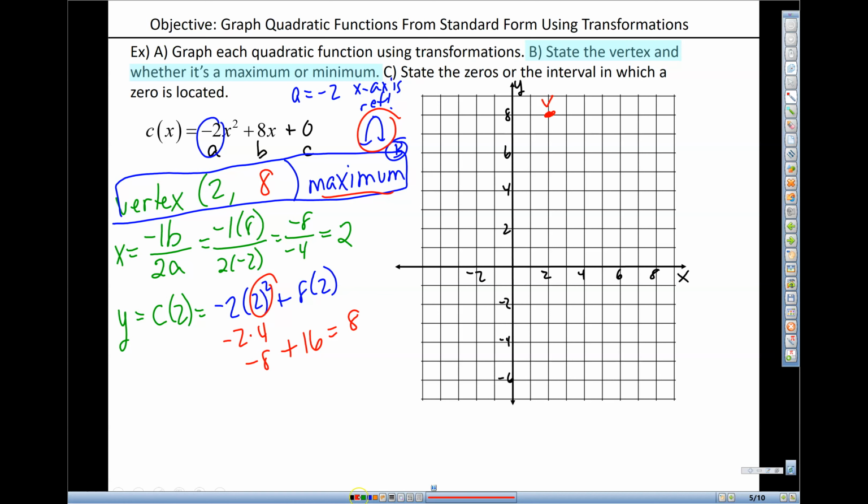So now I have to figure out what else A tells me. So I know I have this x-axis reflection making the parabola open down, but the absolute value of A is 2, and 2 is larger than 1. So that actually tells me then I also have a vertical stretch, and the factor of my stretch is 2. So I'm now going to use this line that goes through my vertex as my reference line for my stretches.